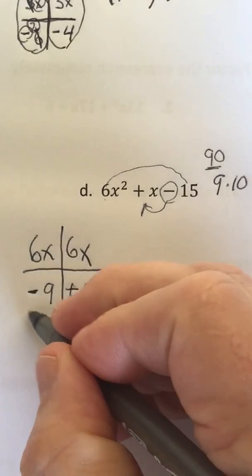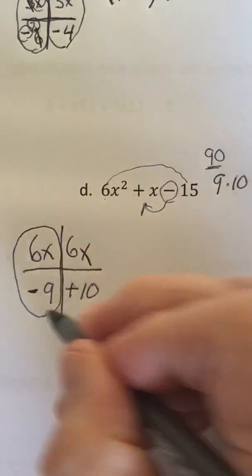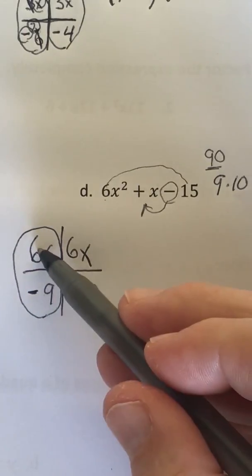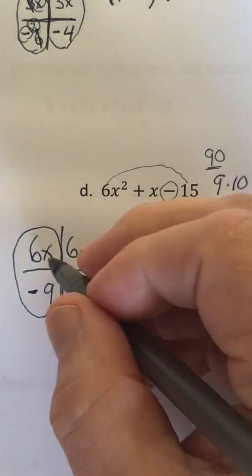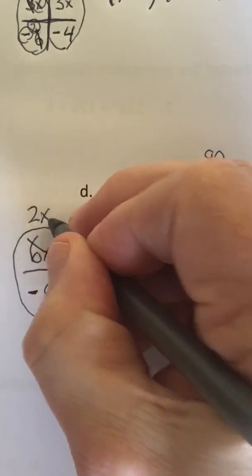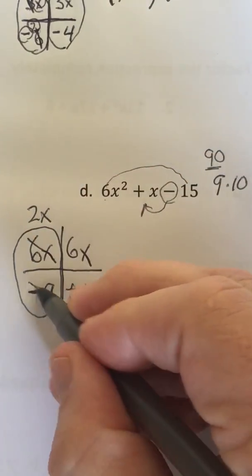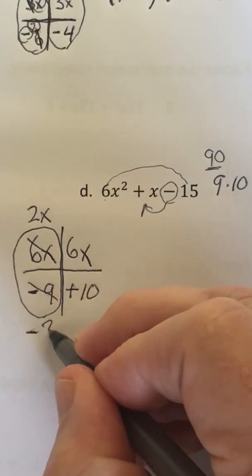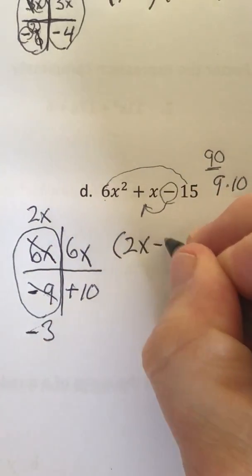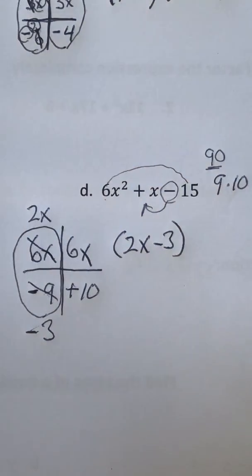All right, then we group these two together, and we're going to say, okay, can we factor anything out of this? And these are both divisible by 3. So if I divide this one by 3, I'm left with 2x. I divide this one by 3, and I'm left with a negative 3. So I have 2x minus 3 is what I'm left with.